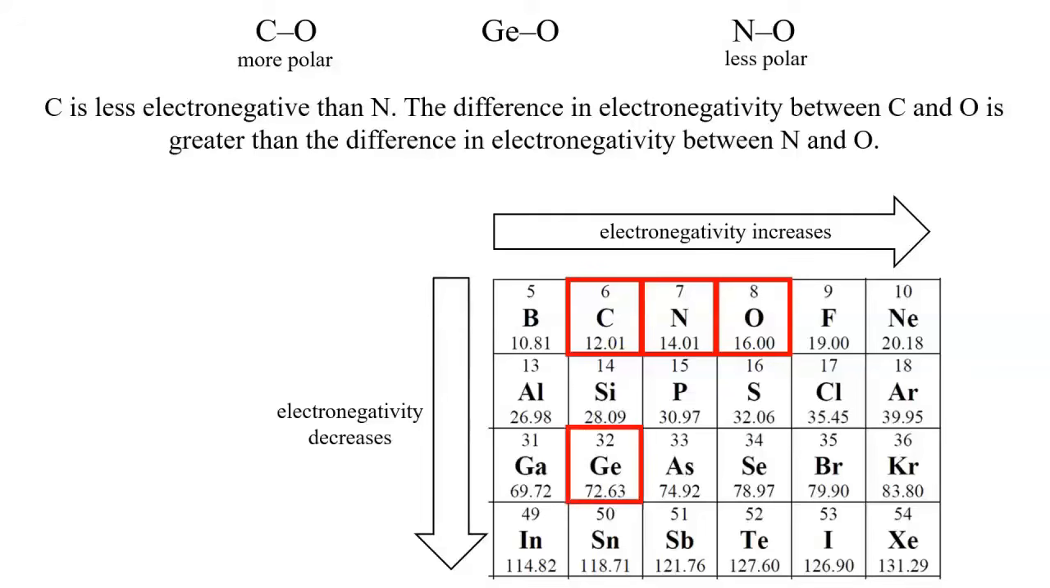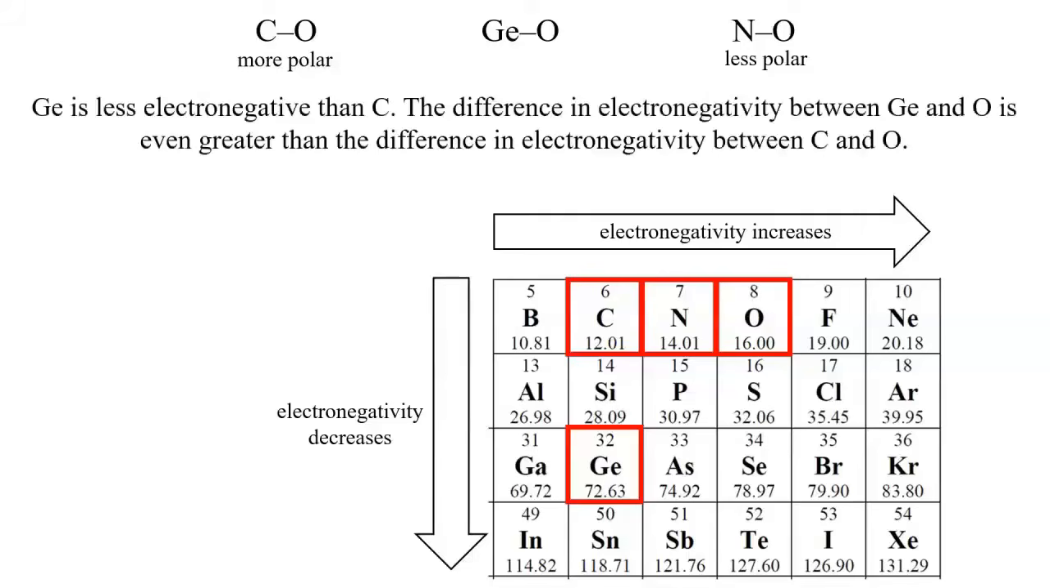Now, what about germanium? Well, carbon and germanium are in the same group, and electronegativity decreases from top to bottom. So that means that germanium is less electronegative than carbon. The difference in electronegativity between germanium and oxygen is even greater than the difference in electronegativity between carbon and oxygen. That makes the germanium-oxygen bond even more polar.